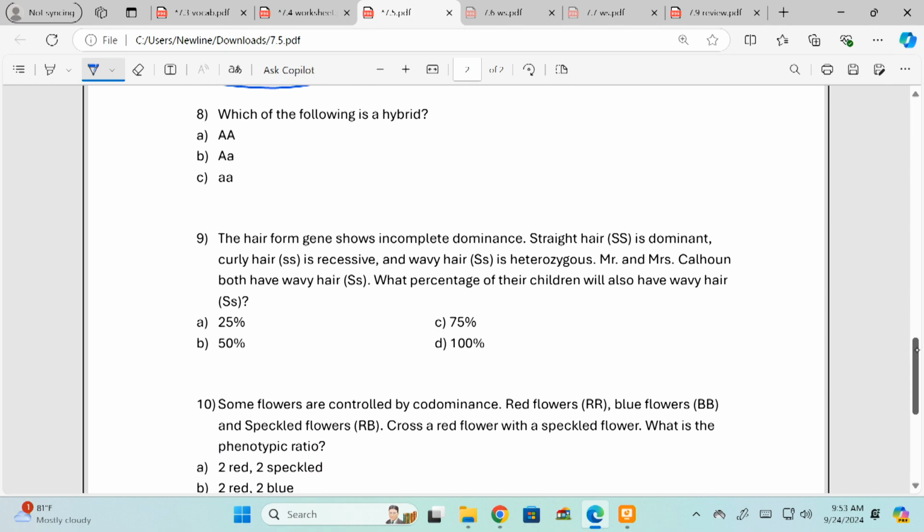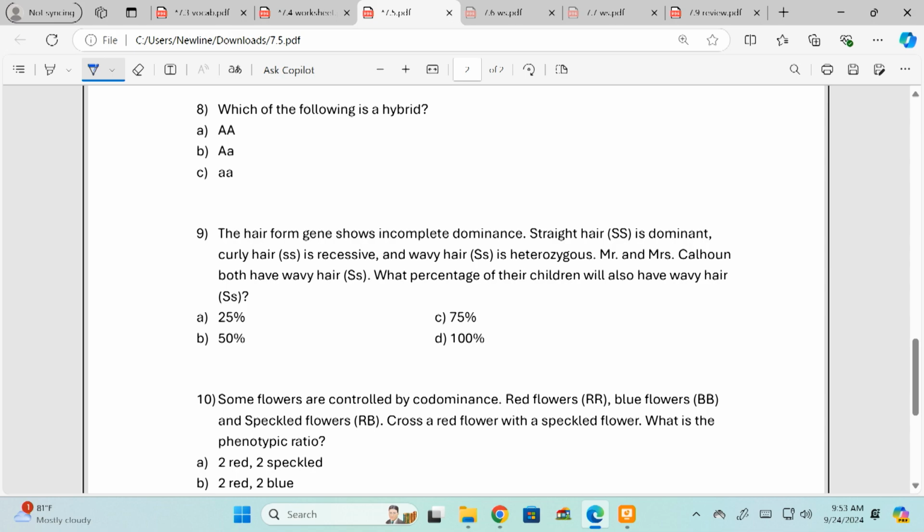Okay, let's keep it going. Number 8 says, which of the following is a hybrid? All right, so we want to figure out what a hybrid means. Just like a hybrid car uses both gas and electricity, a hybrid is going to have both examples of an allele. So I think letter B is what we want to go with here.